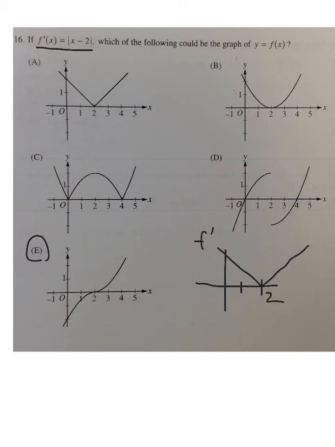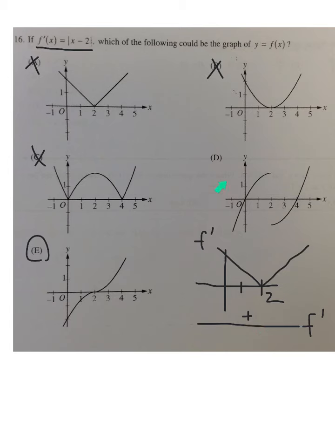If I was doing a sign chart for f prime, I'm going to just look for where it's above and below, which, well, it's always above. So if the derivative is always positive then your function's always got to be increasing. If your function is always increasing, it can't be this one, or this one, or this one. So you're down to D and E. But here's the deal. The function is always going to be increasing here.